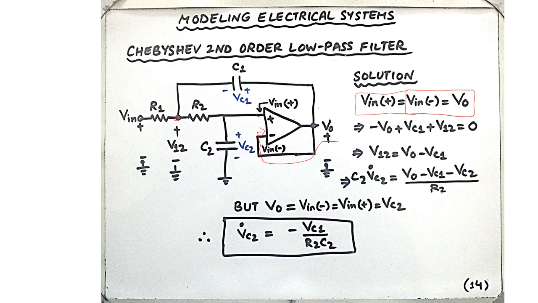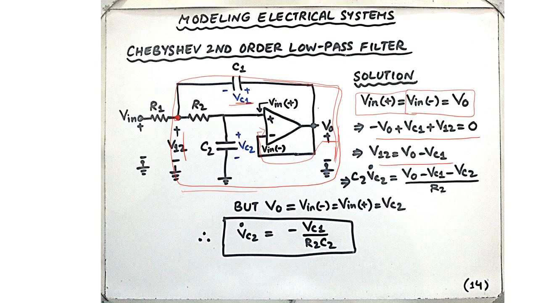Define voltage V12, which is the voltage at this point with respect to ground, and apply Kirchhoff's voltage law. If we apply Kirchhoff's voltage law around this loop over here, and forget whatever is inside, starting from this end, this is minus V0 plus Vc1, that is this guy, plus V12 equals 0. So this is the Kirchhoff's voltage law equation, and this gives you V12 equals V0 minus Vc1.